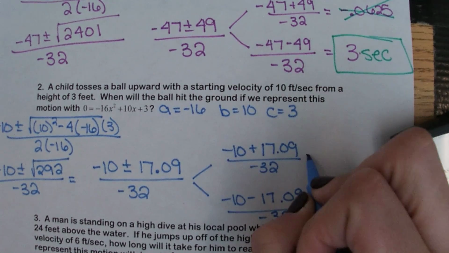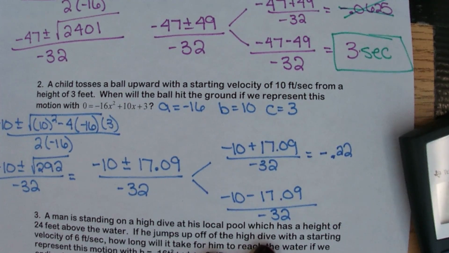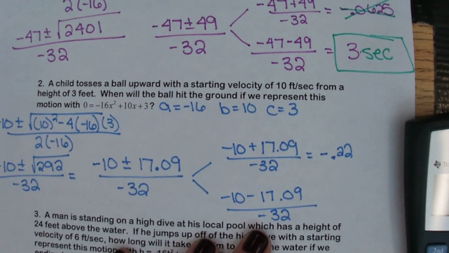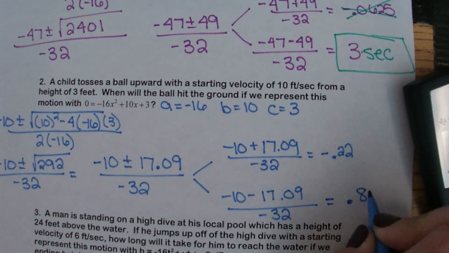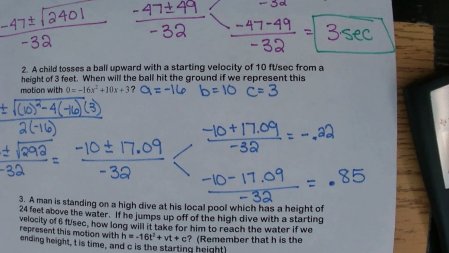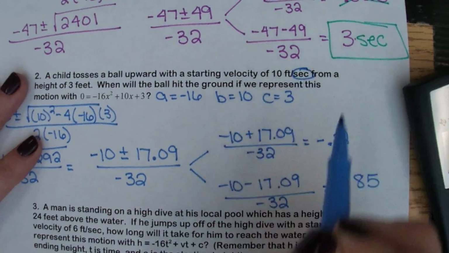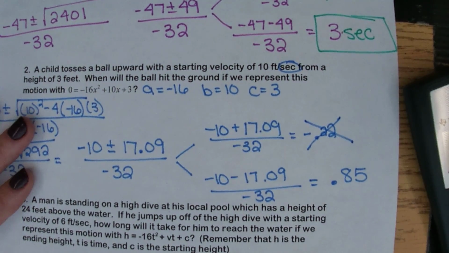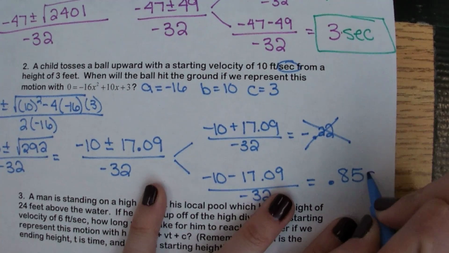So on our top one, we get negative 0.22. And again, I'm rounding there to the nearest hundredth. And here we get 0.85 when I round to the nearest hundredth. Okay, again, we have feet per second. Time cannot be negative. So that's not a reasonable domain. So we get an answer of 0.85 seconds.